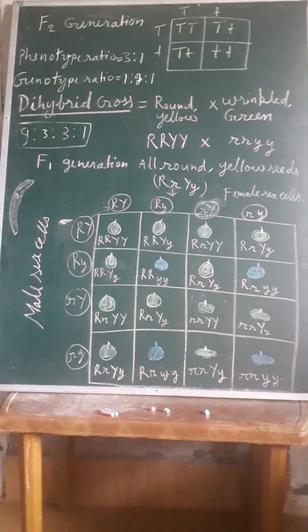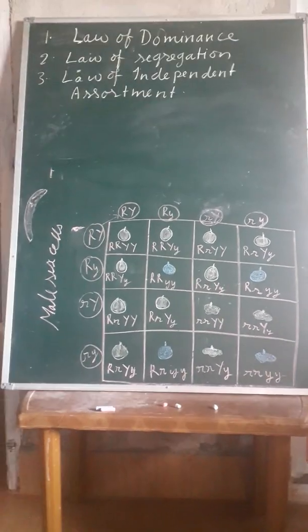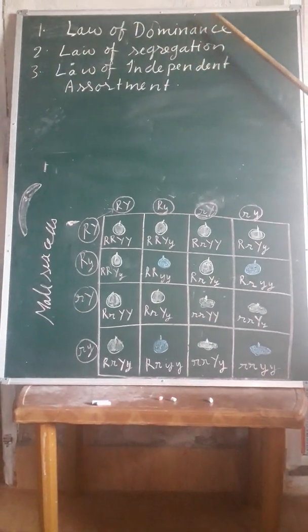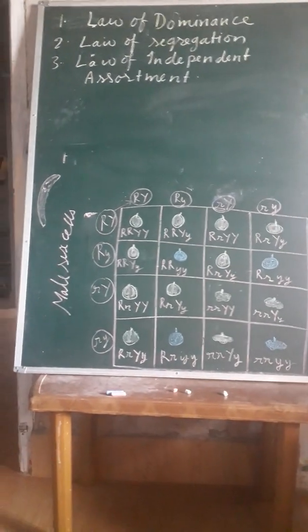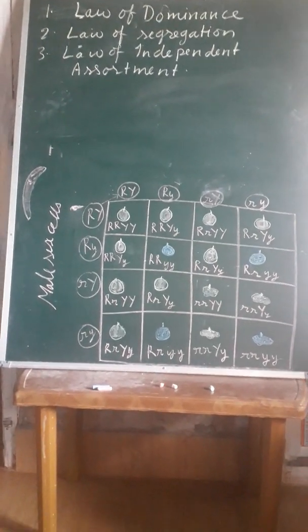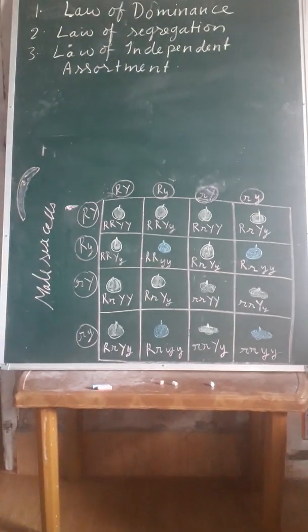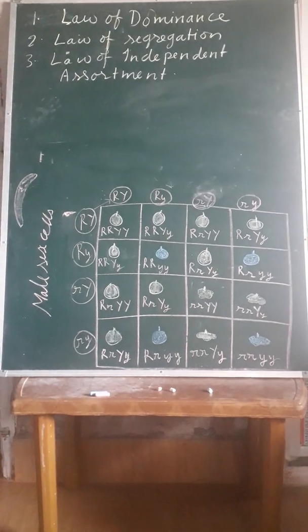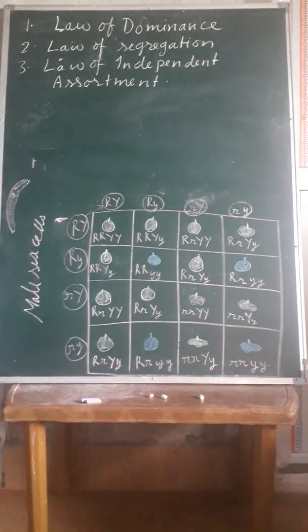The first law of Mendel is the law of dominance. This is the first law, and how to define it: out of a pair of contrasting characters, one is able to express itself and the other remains suppressed. That is known as the law of dominance.